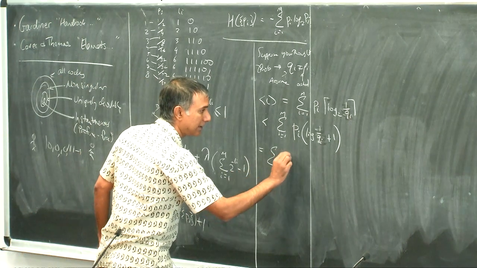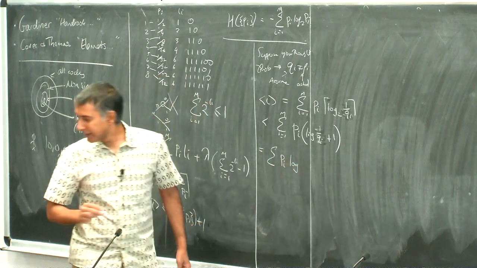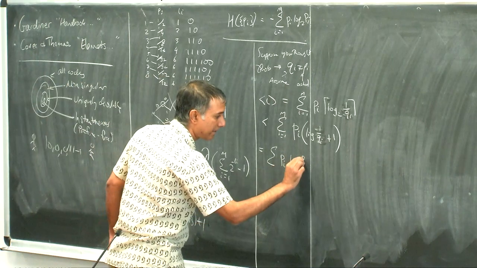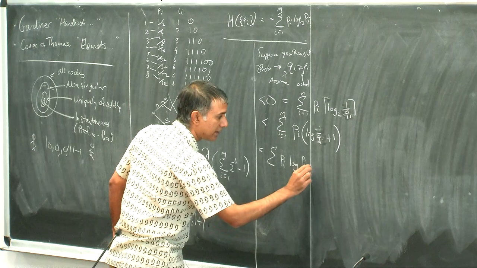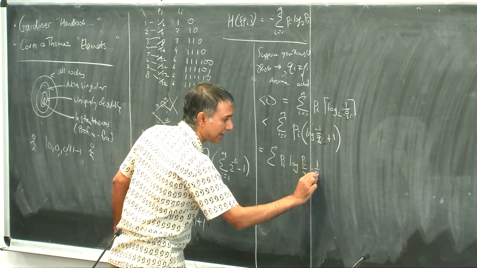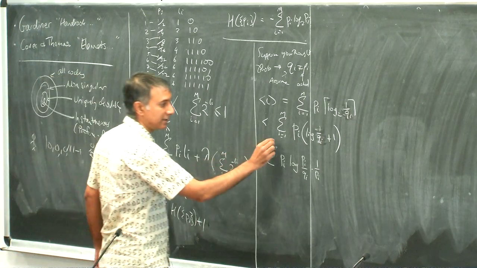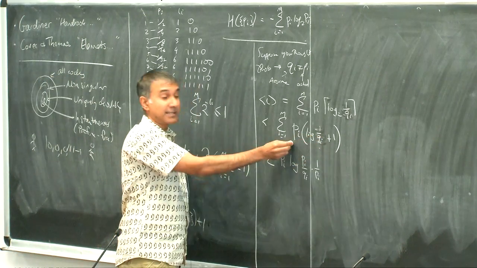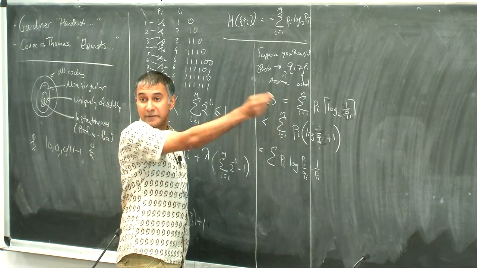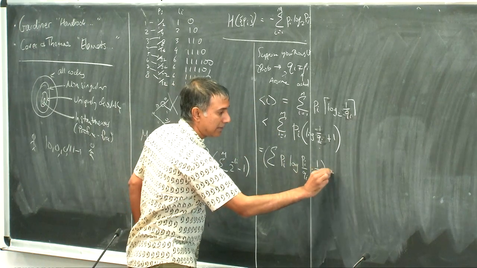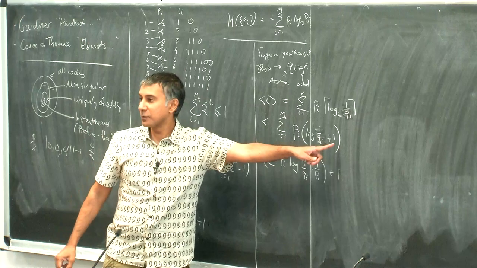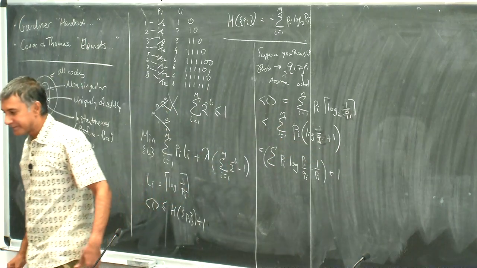So PI log P over Q, times 1 over PI. Okay, I'm going to do this for a particular reason. That's the first term. And the second term is just the sum of P. So the second term evaluates to 1, because this P is normalized.